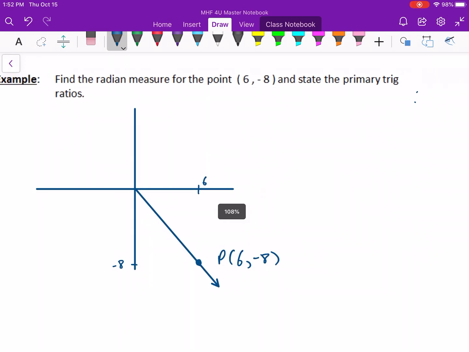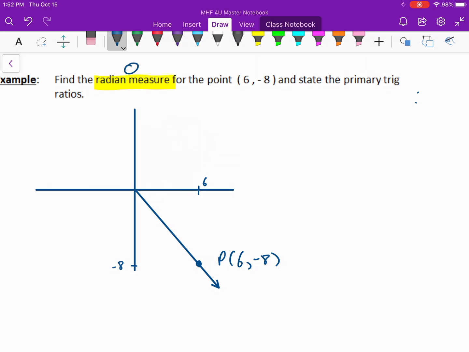When it says find the radian measure, it means find an angle, right? So I'm going to find theta, and then I want to state the primary trig ratios as well. That's a different question, so there's really two questions going on here. First, we're going to try to find out what theta is. Theta starts on the positive x-axis and goes counterclockwise. Theta is a pretty big angle. I don't know what theta is in this case, though. We know that a full rotation is 2 pi, so it's something more than pi, but less than 2 pi. But I need to find out exactly what it is.